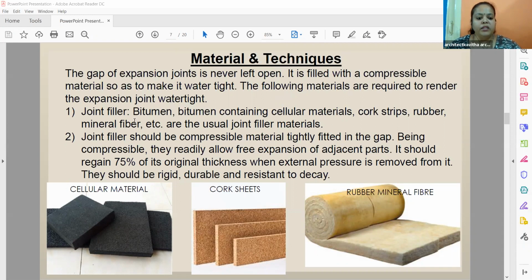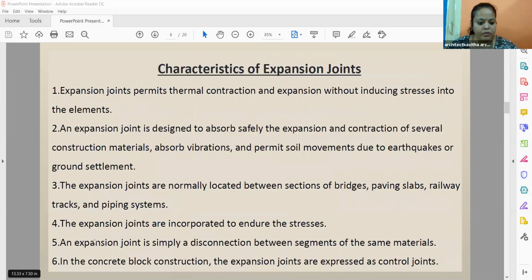The first one is joint filler. You're filling the joint, so that is why it is called joint filler. You can use bitumen, bitumen containing cellular material, cork strips, rubber, mineral fiber, etc. These are the usual joint filler materials. So for joint fillers, you can use any of these. I'll just show you cellular material.